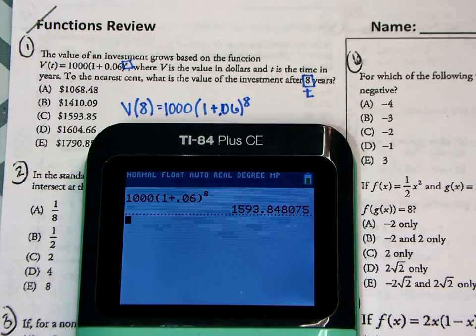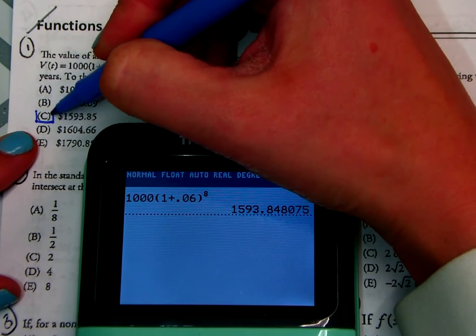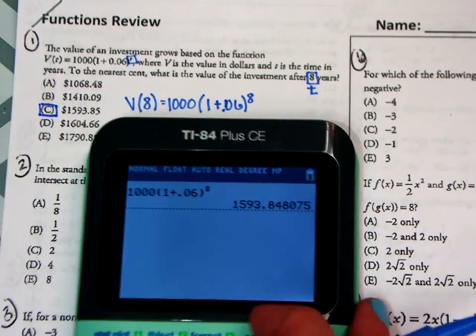So looking at our answer choices, the closest one is option C. That is rounded to the nearest cent. Option C. So this is just a function. We're just plugging in 8 for T.